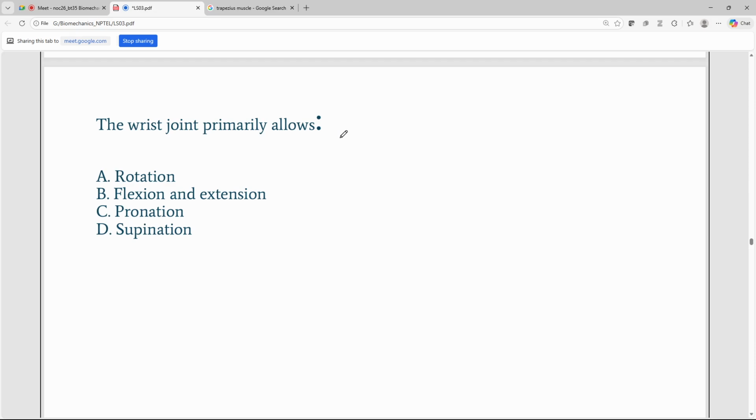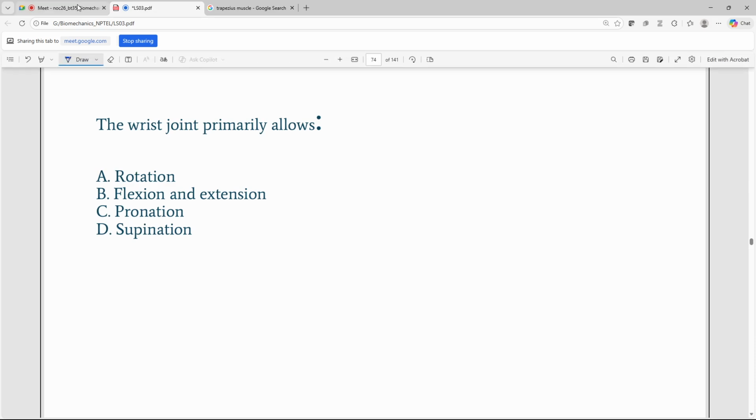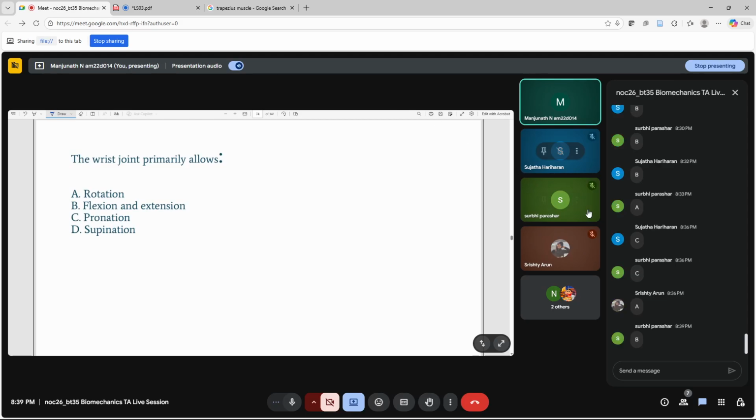Next question. This joint primarily allows which of the following? Options are A, rotation, option B, flexion and extension, option C, pronation and supination. Easy question, I just answered it. Which does this joint facilitate?